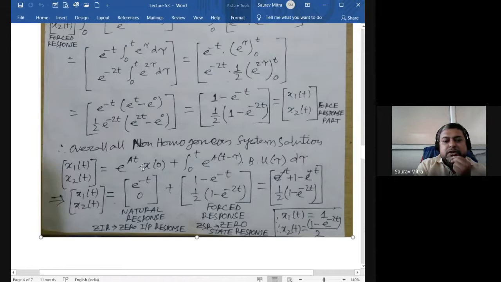This is the formula e raised to At x0. This is the natural response part, or ZIR, or zero input response. And next is this whole big thing which everybody is scared about, which nobody tries to attempt. There is nothing difficult in that. It has been shown here like this. I broke it down, that's why it has become big. Otherwise, with practice, you can do it in 2 minutes. So now this has become 1 minus e raised to minus t and below it half of 1 minus e raised to minus 2t. So this part is called the natural response, and this part is called the forced response.